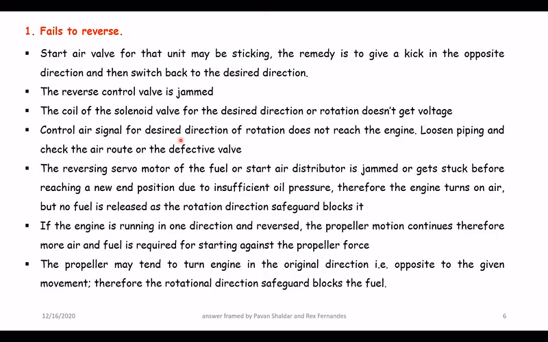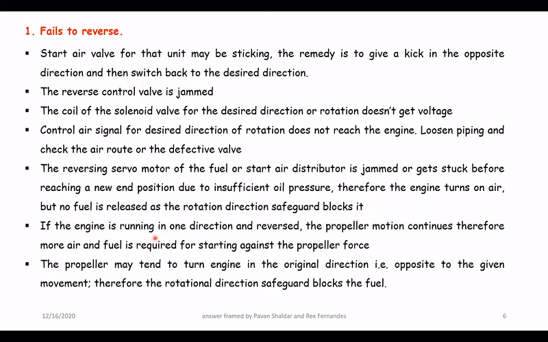Control air signal for desired direction of rotation does not reach the engine. So if it's an electronic engine, the signal has to go for a rotation. If it's a pneumatic mechanical engine, a conventional type engine, you have to have air going to that pilot air valve. If the line is choked, again you can have an issue. The reversing servo motor of the fuel or starting air distributor is jammed and gets stuck before reaching a new end position due to insufficient oil pressure. Therefore, the engine turns on air but no fuel is released, as the rotation direction safeguard blocks it. So then again you will have to see this issue.